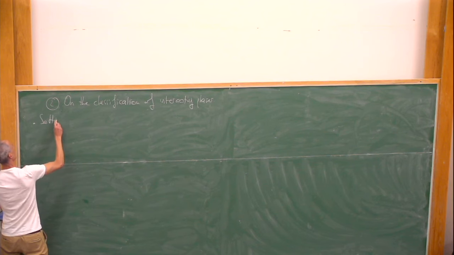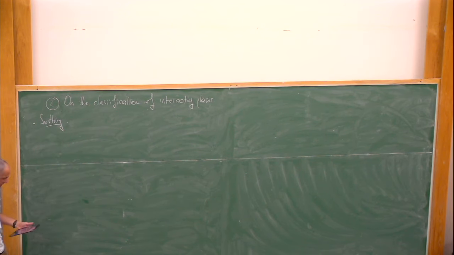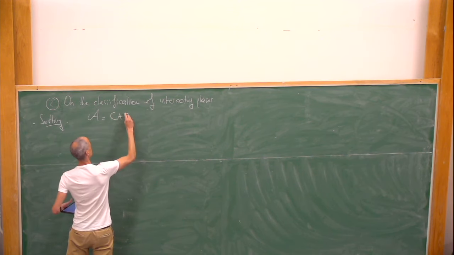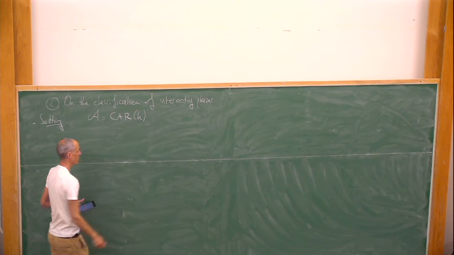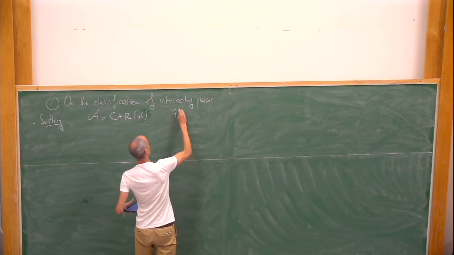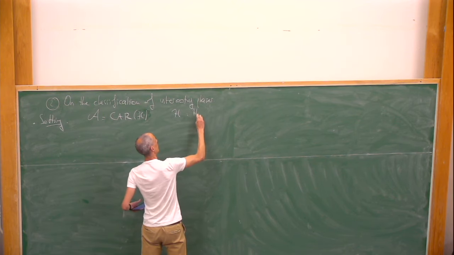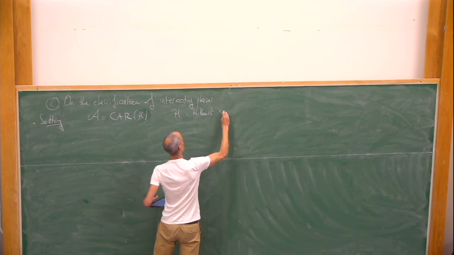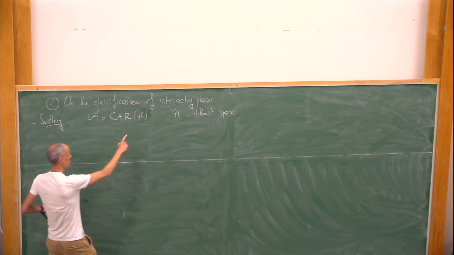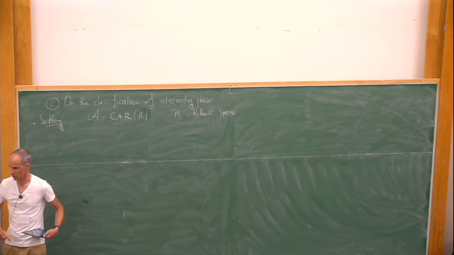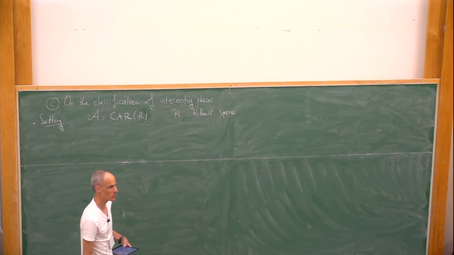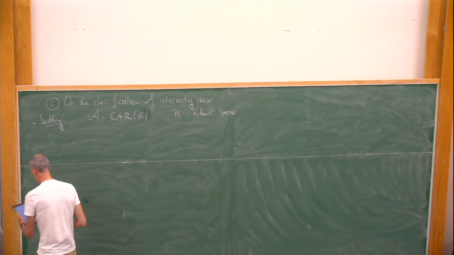So the setting, so yes, it's a C-star algebra. So the algebra A is sometimes denoted CAR of H. So H is a Hilbert space. So you have to think of this the following way. H is the Hilbert space of one fermion, okay? And you want to create an algebra that corresponds to observables of many fermions. How do you do this?